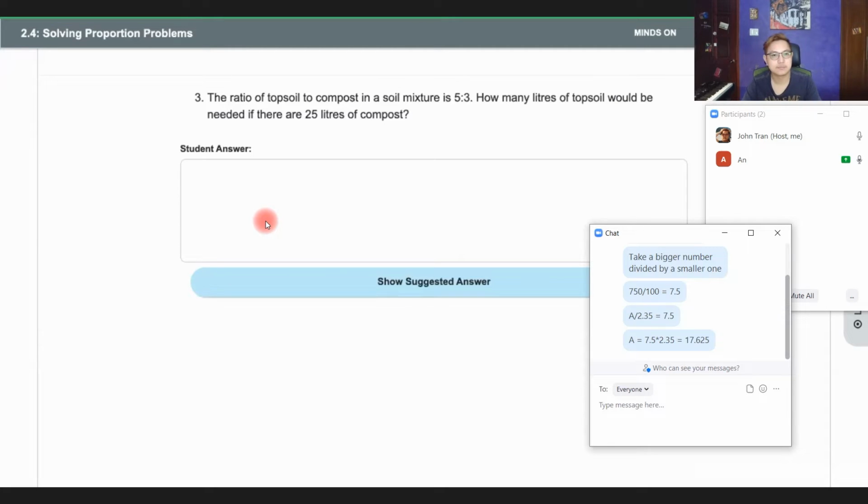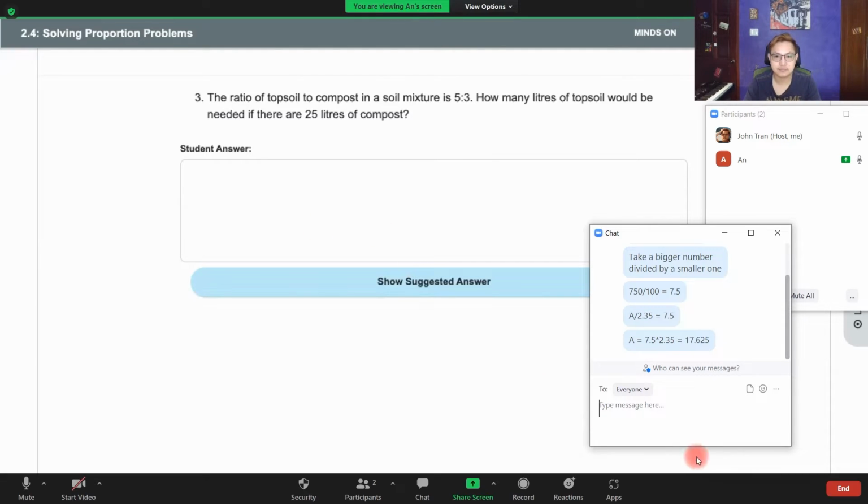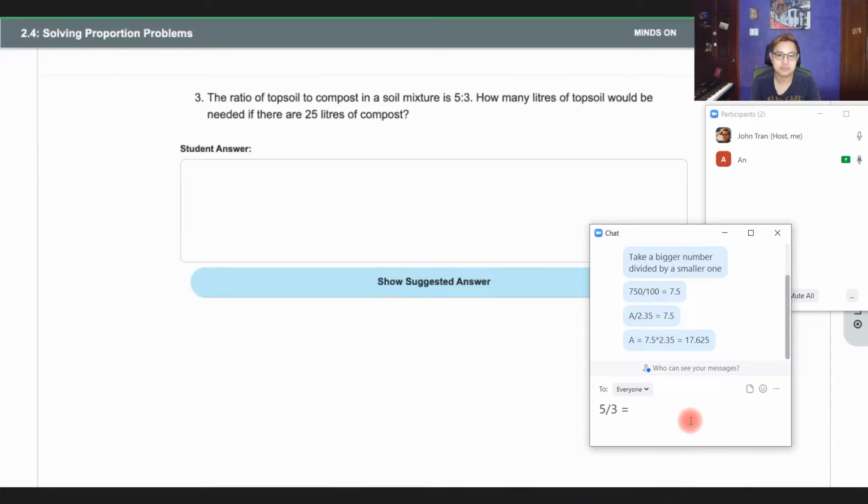Number 3. The ratio of topsoil to compost in a soil mixture is 5 to 3. How many liters of topsoil would be needed if there are 25 liters of compost? Okay, so how do you set up the ratio or fraction? So just write in the student answer. Just write there.